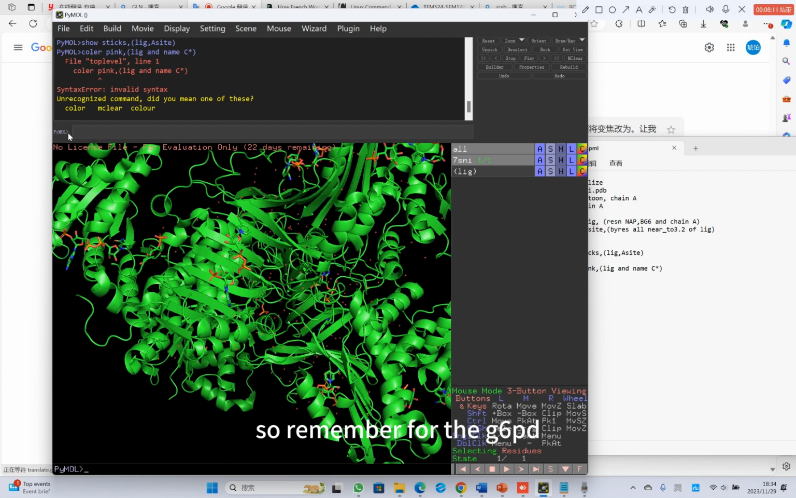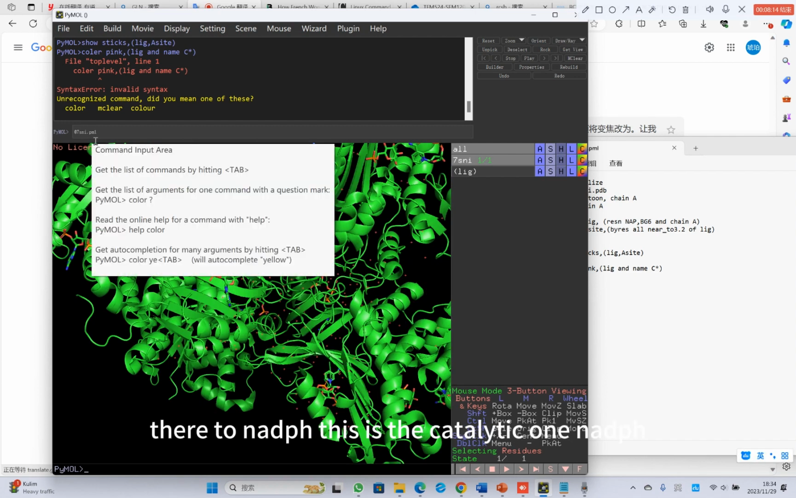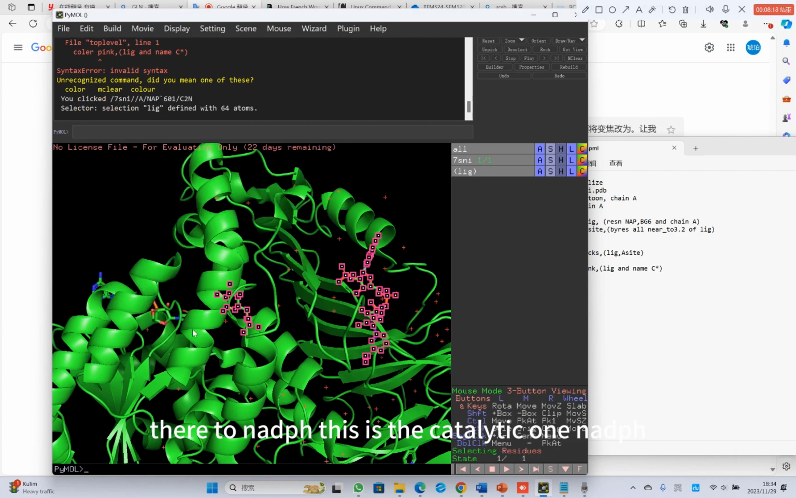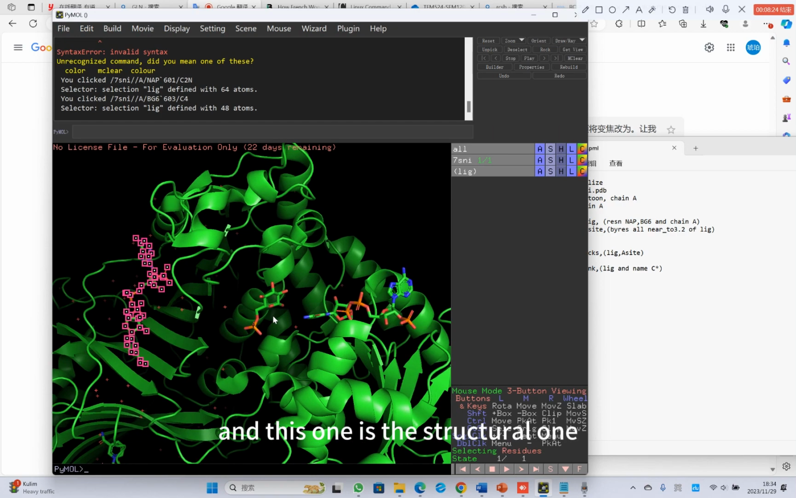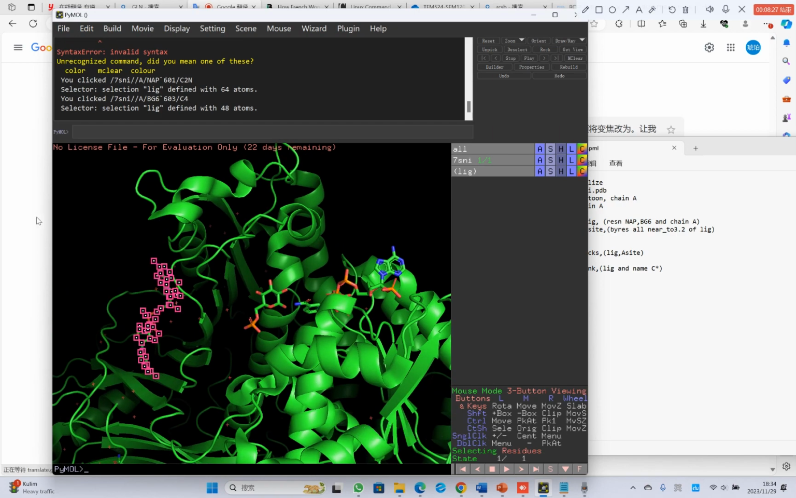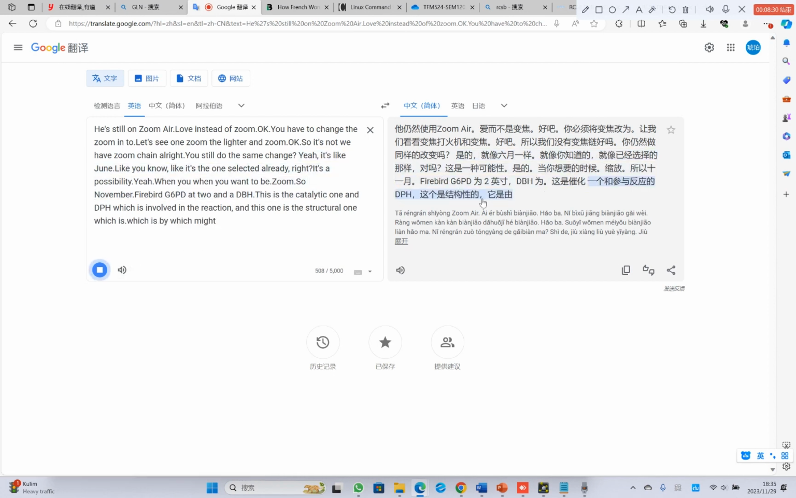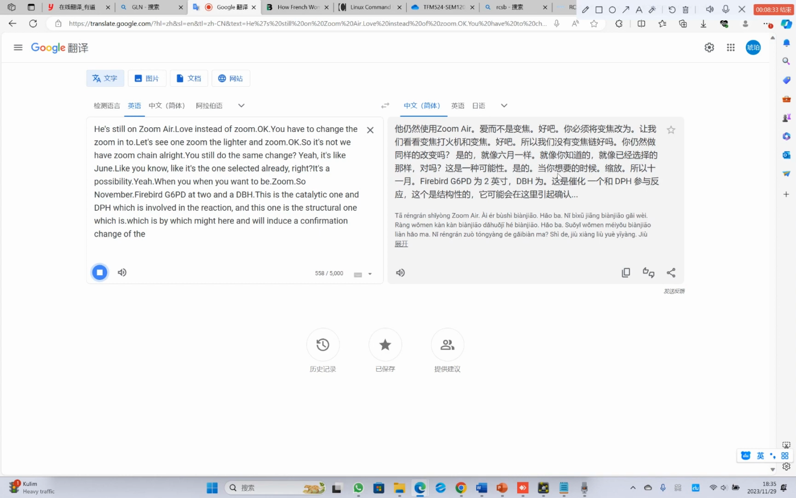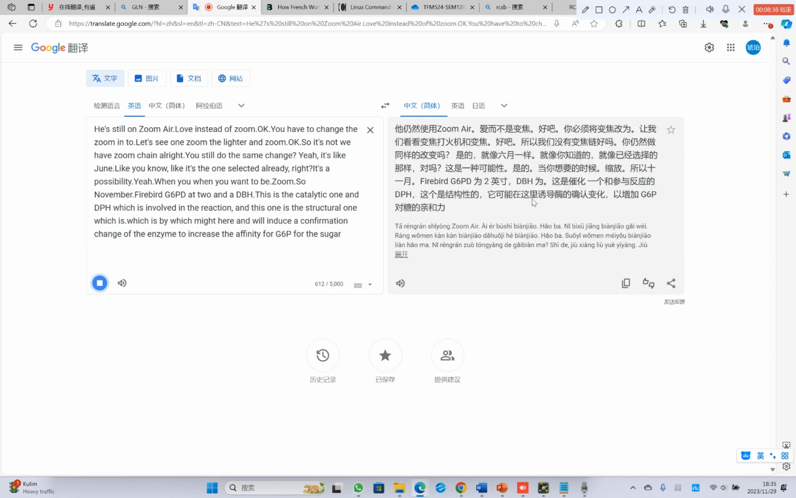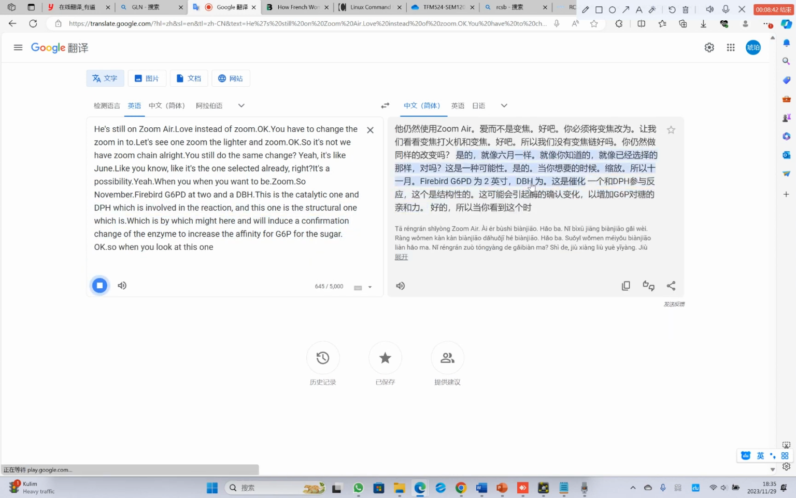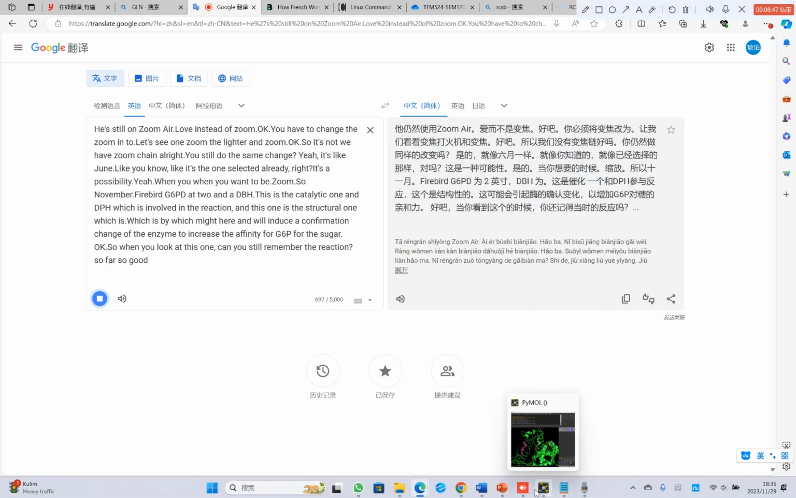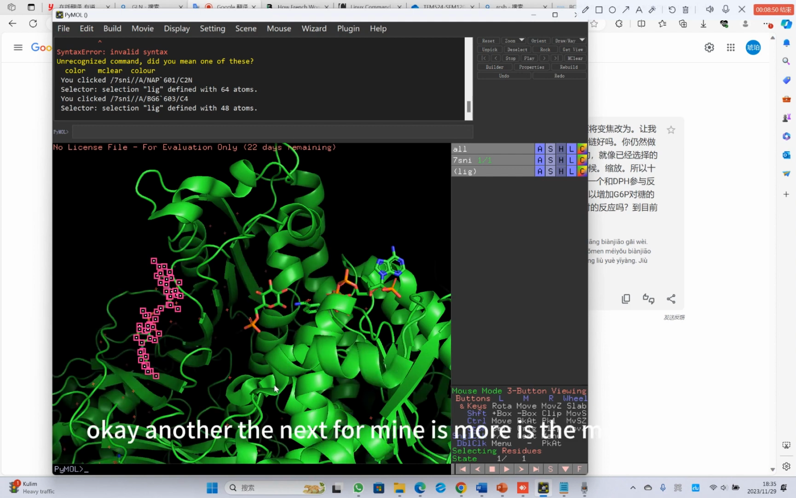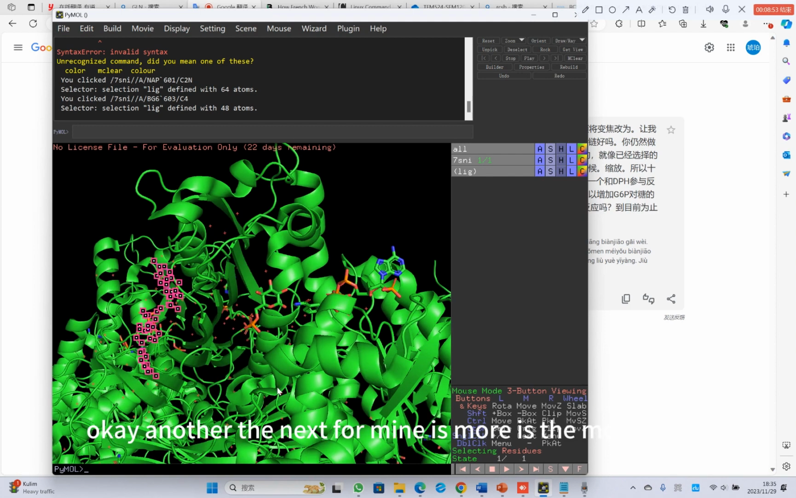So remember, for the G6PD, there are two NADPH. This is the catalytic one, NADPH, which is involved in the reaction. And this one is the structural one, which binds here and will induce a conformation change of the enzyme to increase the affinity for G6P, for the sugar. Okay. So when you look at this one, can you still remember the reaction? So far so good. Okay, the next command is the most useful.